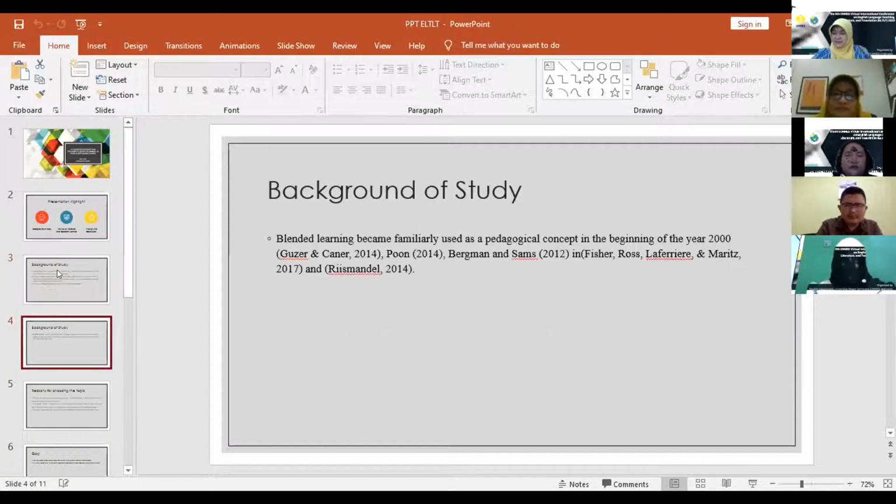Blended learning has been known since 2000. There are some scholars who already used flipped learning: Bergmann and Sams, Fisher, Rose, and Rismandel.